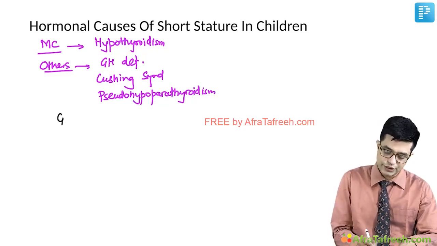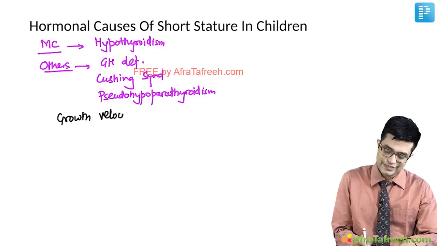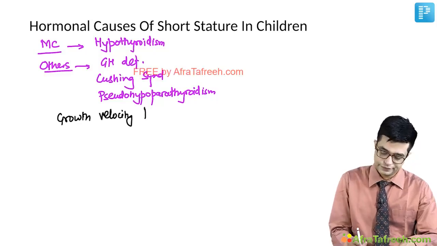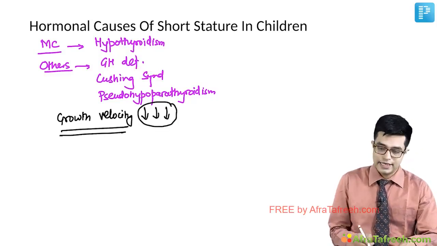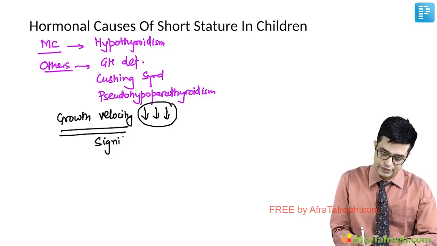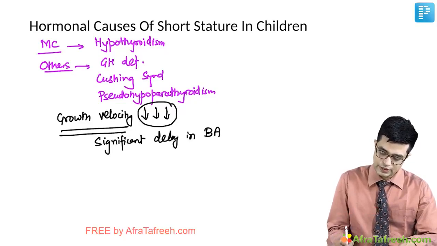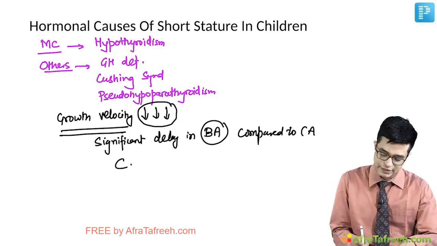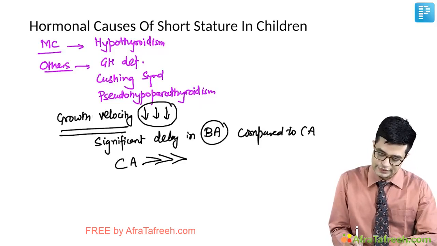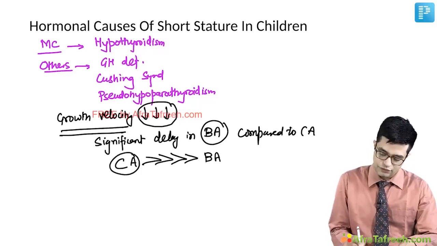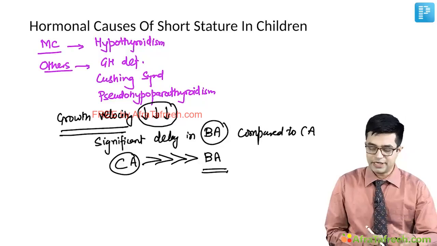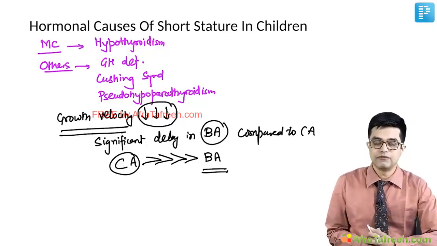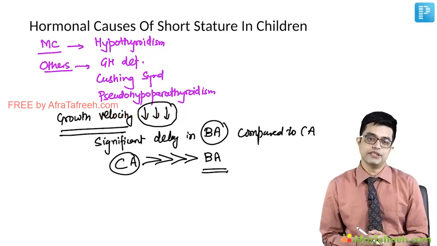Remember that their growth velocity or height velocity is significantly less, and they show significant delay in bone age compared to chronological age. What it means is chronological age is significantly ahead of bone age. And the time of replacement determines what will be the eventual overall outcome in these children.